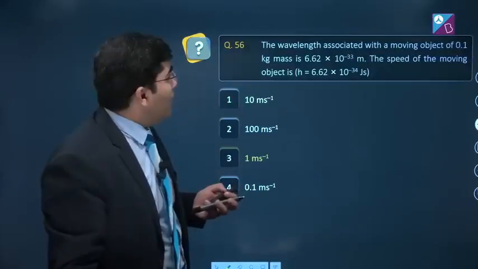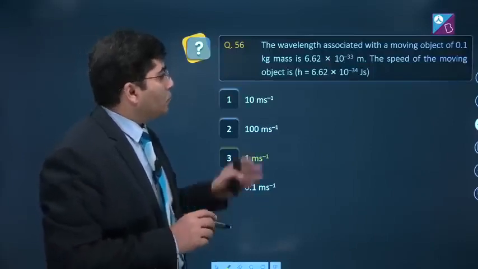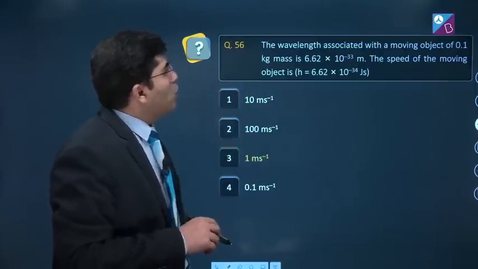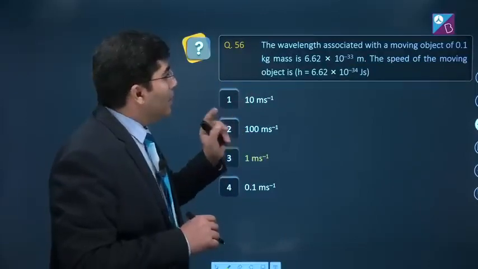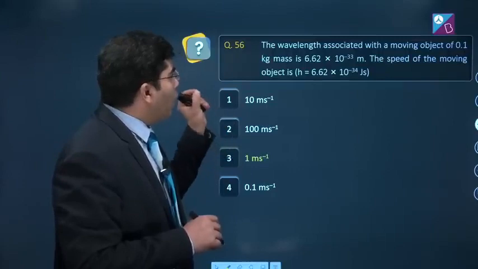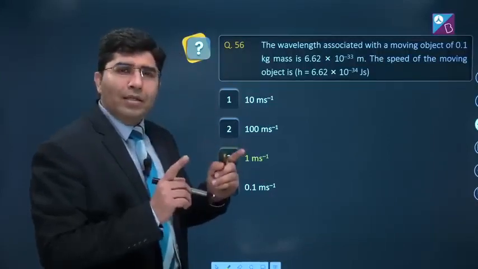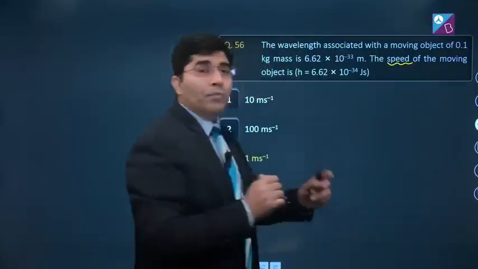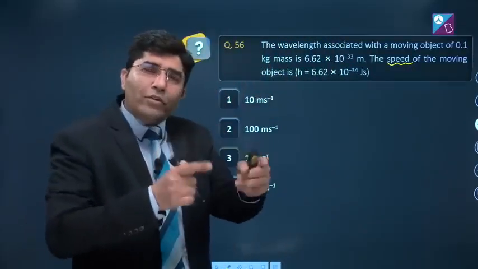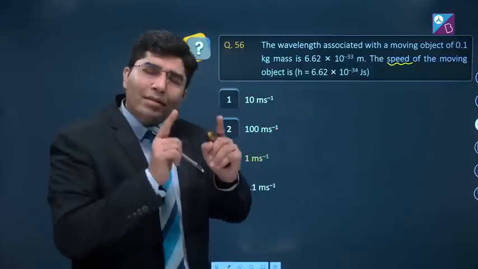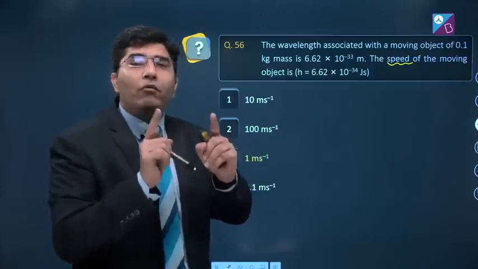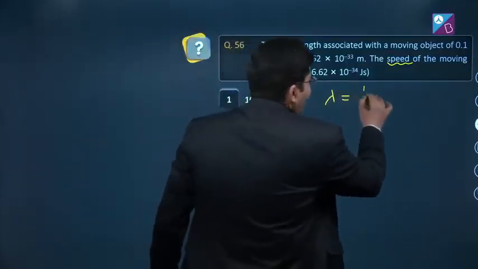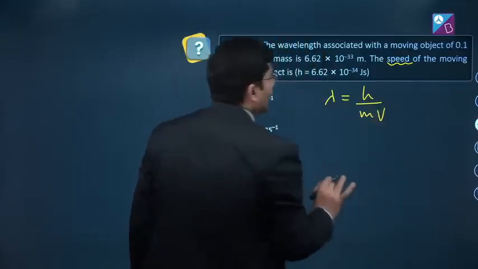Next, the wavelength associated with a moving object of 0.1 kg mass is 6.62 into 10 to the minus 33 meters. The speed of the moving object is, what has been asked? Speed has been asked. The value of speed you have to find out, and the wavelength is associated with the moving particle, means it's talking about the de Broglie wavelength. So when we talk about the de Broglie wavelength, lambda is equal to h upon mv straight away, right?